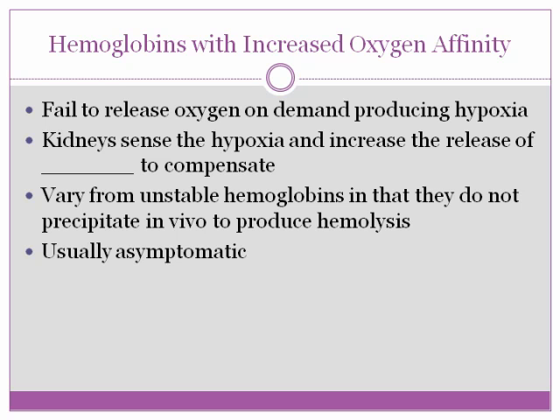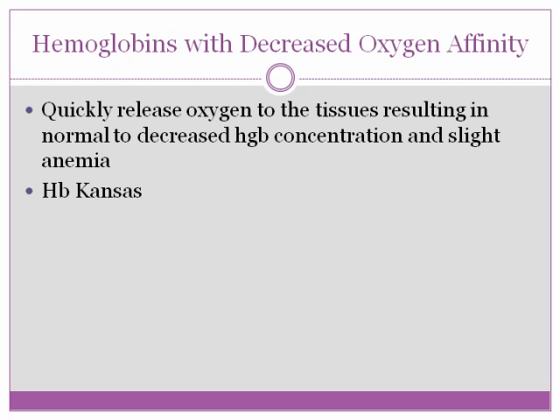Things like that would be carboxyhemoglobin, which is due to carbon monoxide poisoning, and methemoglobin, again, that we talked about. And then hemoglobin Kansas would be an example of a hemoglobin with decreased oxygen affinity, meaning that it will quickly deliver that oxygen and release it.